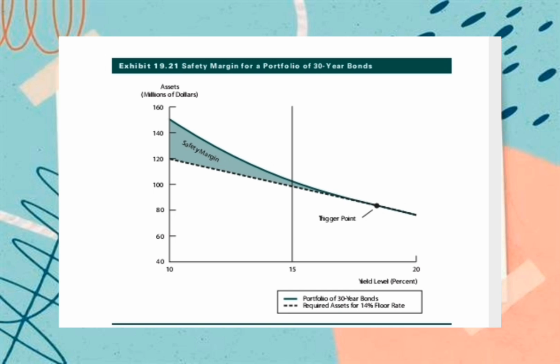However, if rates rise, the portfolio value decreases until it reaches the trigger point, at which classical immunization is implemented to ensure the desired ending value is achieved regardless of market fluctuation. This safety margin protects against unexpected interest rate increases.